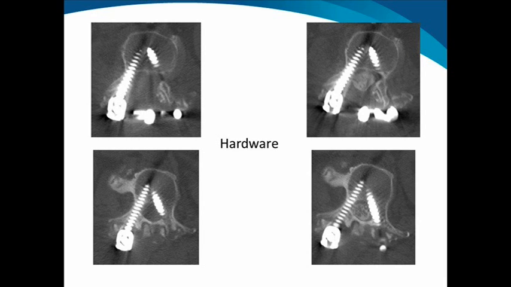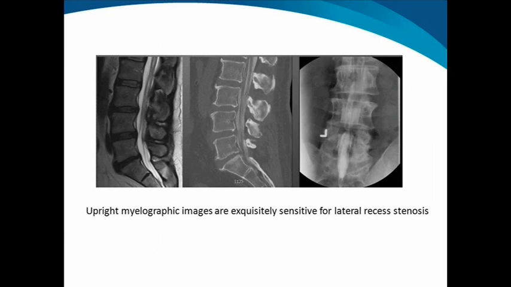Of course, here at the New England Baptist Hospital, we try and go one step further with upright imaging. Upright myelographic images are exquisitely sensitive for lateral recess stenosis. So in this example, you can see on the first image on the left a conventional sagittal T2 MRI of the lumbar spine showing multilevel degenerative disc bulging, but no significant stenosis appreciated. In the center is the typical myelogram that might be performed at an outside community hospital, showing sagittal reconstruction, good subarachnoid contrast opacification with the myelographic contrast.